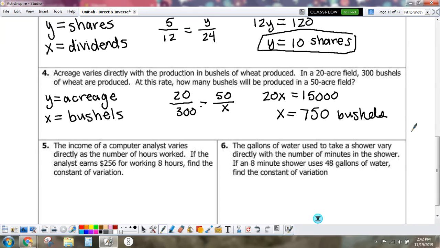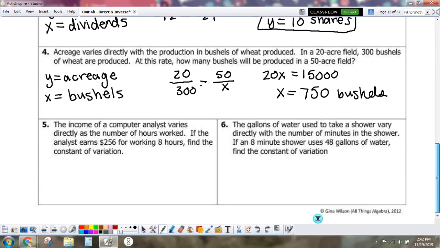Okay, bushels. So for number 5, this one is a little bit different than with the first 4. It says the income of the computer analyst varies directly as the number of hours worked. If the analyst earns $256 for working 8 hours, find the constant. So you don't need to do your cross multiplication. You don't got to set up your 2 proportions. You're just looking for your constant. And if you remember, to find the constant, it's your ratio of your Y over your X.